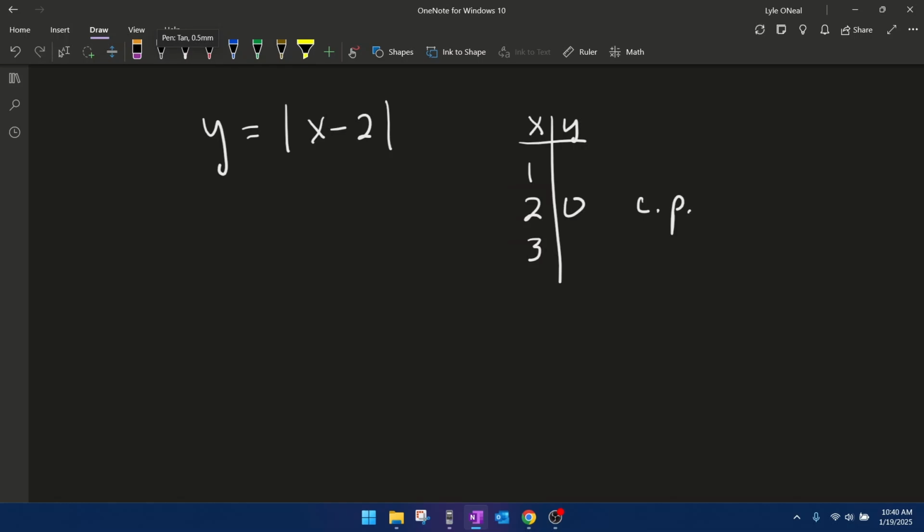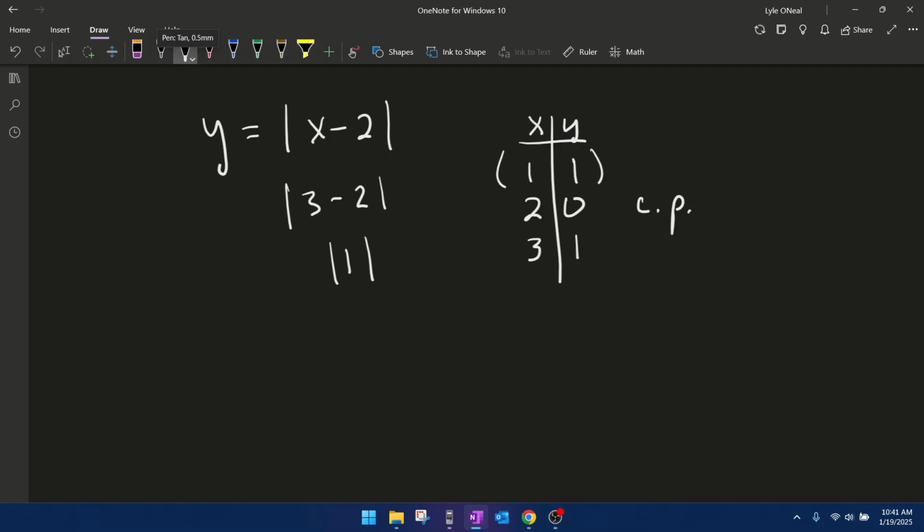Let me show you. Now, if I replace X with 1, 1 minus 2 is negative 1, but the absolute value of negative 1 is 1. And let's replace X with 3. 3 minus 2 is 1. Absolute value is 1. Do you see what I mean by symmetry? Those Y values are the same. And they will be if your X's are equidistant from your critical point.